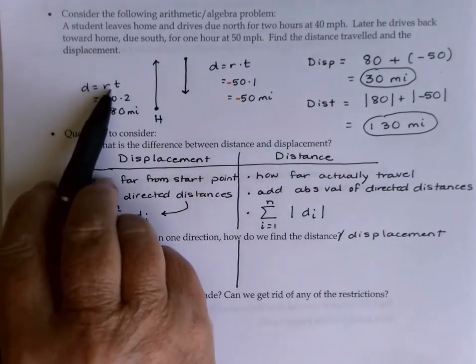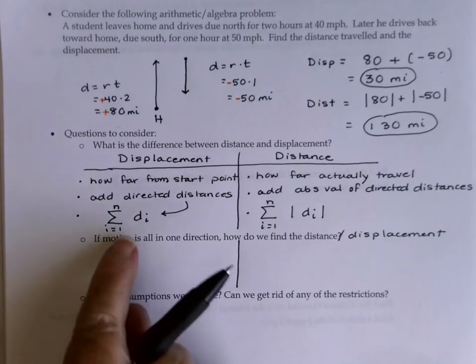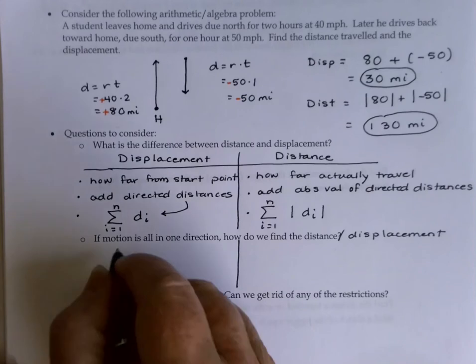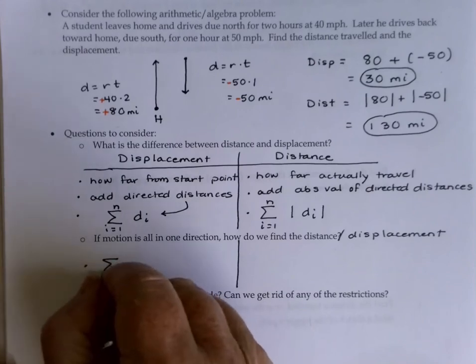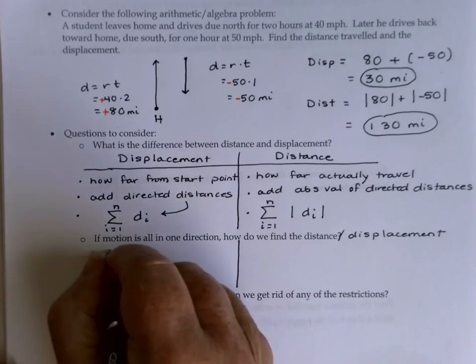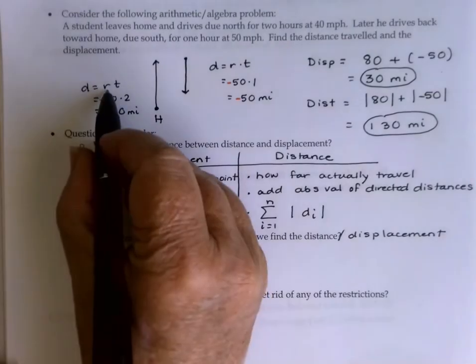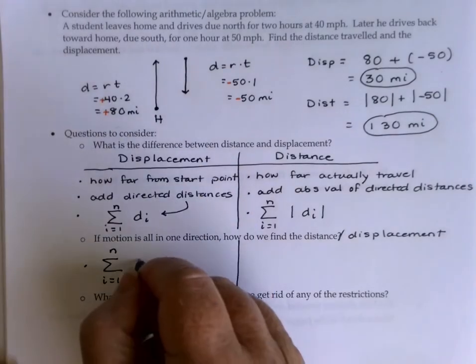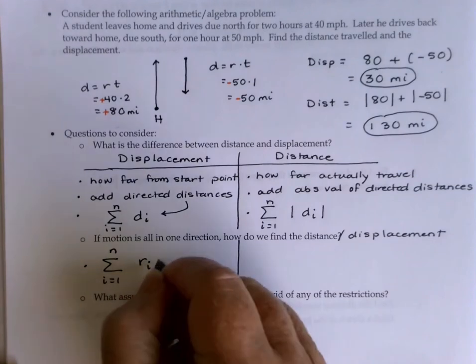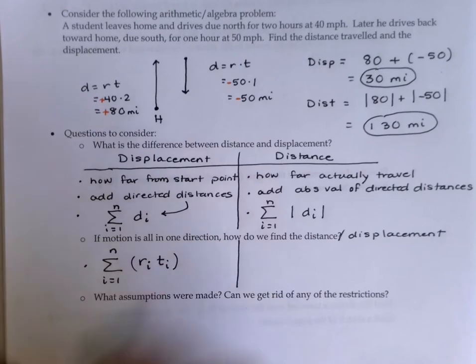So let's go back here now and say, all right, if we go back to the idea of distance being rate times time, I could actually kind of fix this up a little bit, right? I could say this would now be the sum of those directed distances, which would be the rates times the times. And I'm just going to call that r sub i times t sub i. So distance equals rate times time.